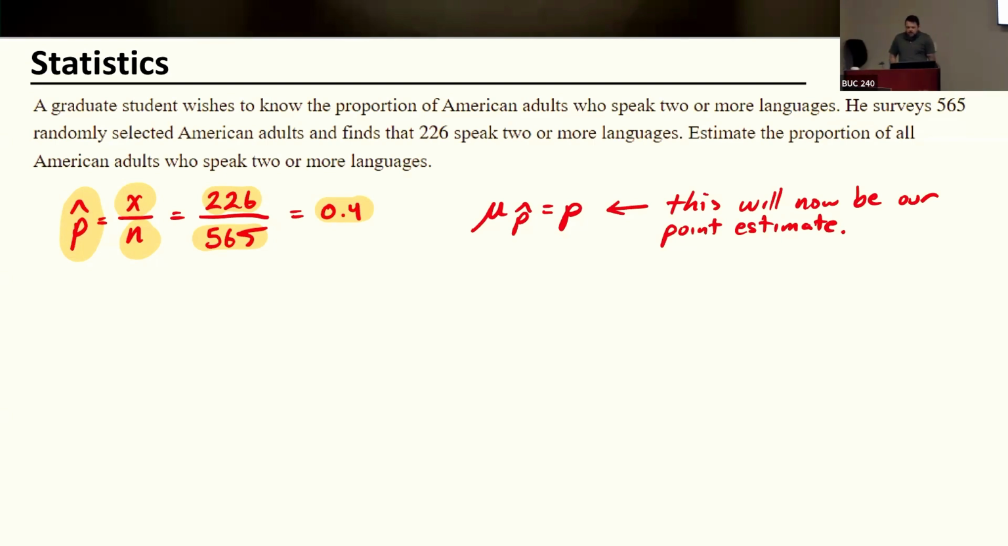Okay. So I want you to realize here that our new point estimate is now going to be that p hat. That's going to be the guy that you're plus and minusing from whenever you find an interval. Kind of helps you remember that?